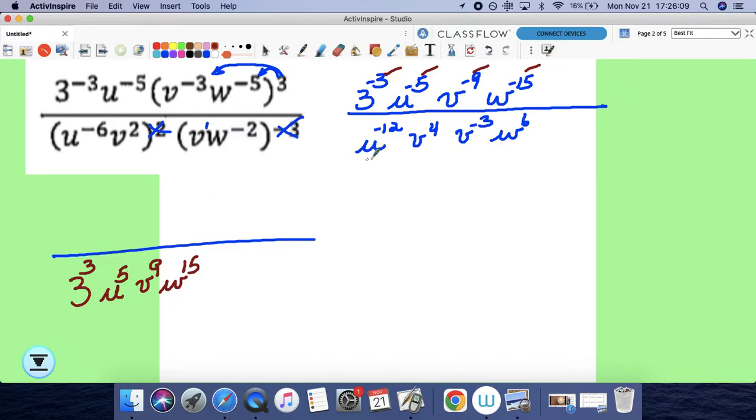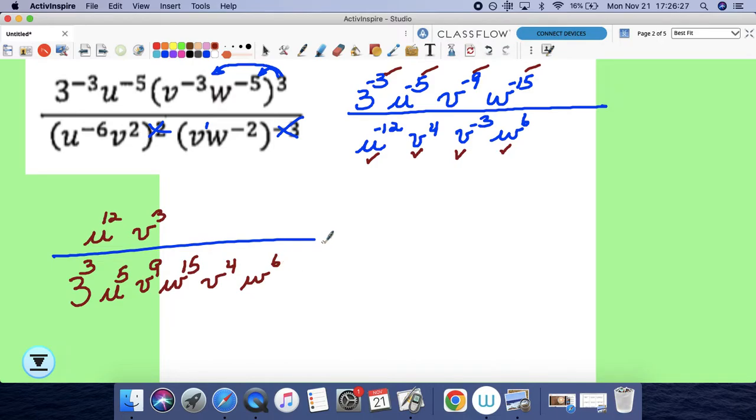Good. U to the negative 12. Well, it's a negative exponent, so let's throw it up here. V to the fourth is positive, so please leave it where it is. V to the negative third, go upstairs, becomes positive. And w to the sixth stays in the denominator.